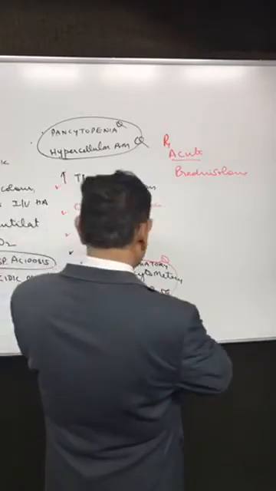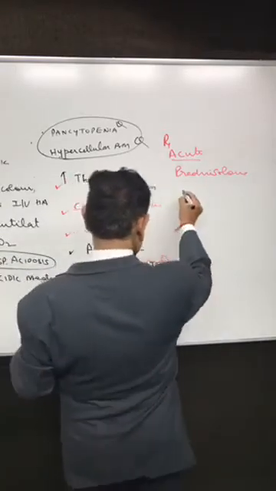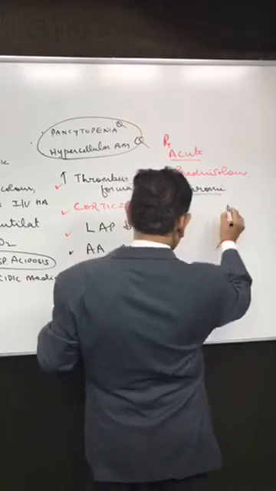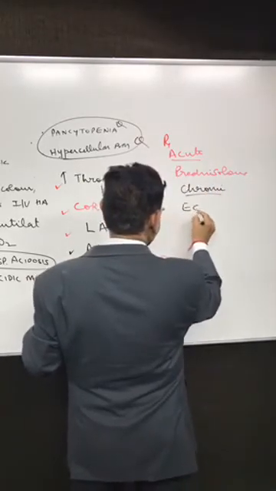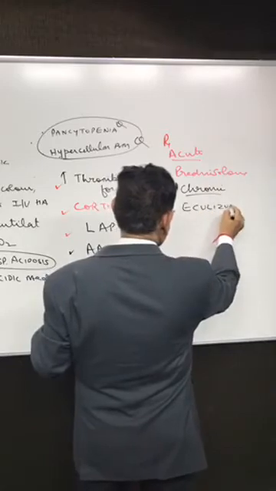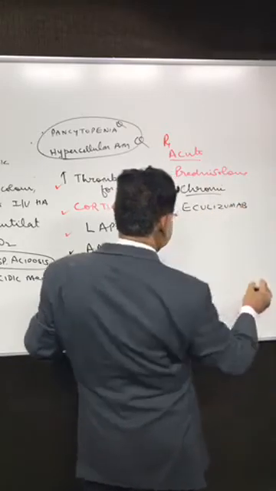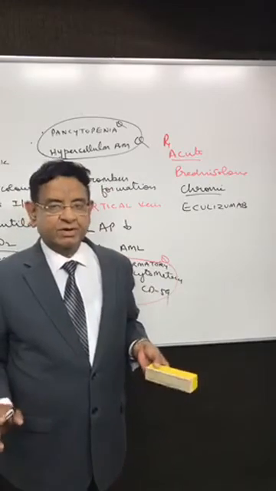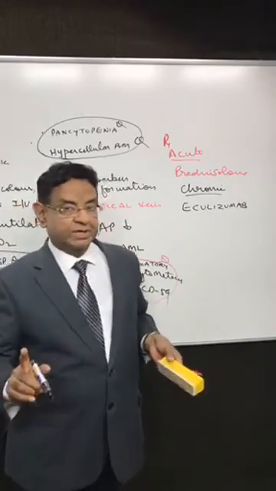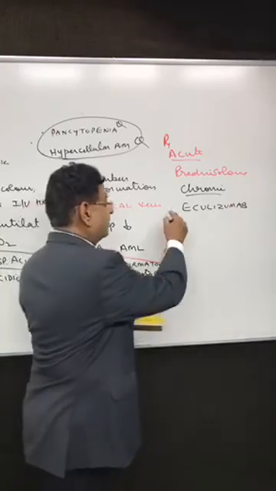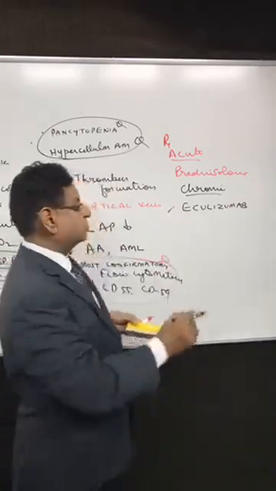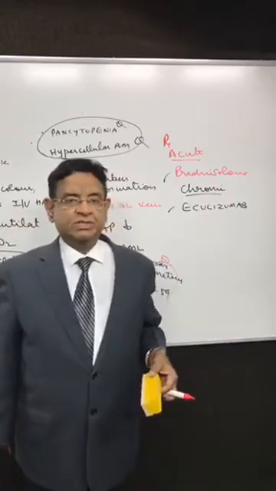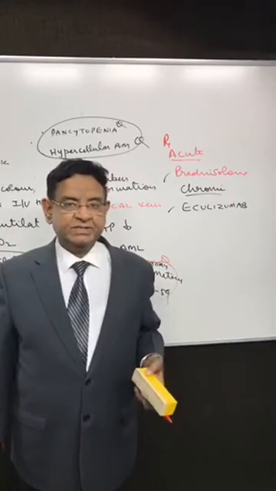But in chronic cases, we use eculizumab. It's a complement inhibitor. Got it? The point to be noted, this is for chronic, more of a preventive, and prednisolone is to stop acute hemolysis. Okay? So this is all about PNH.